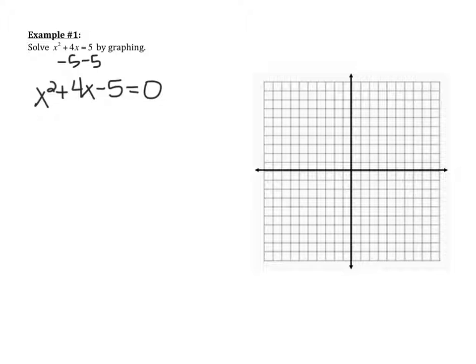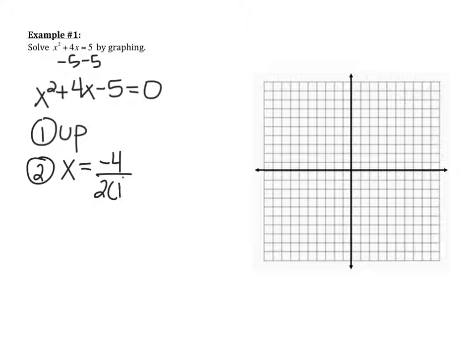So step 1 is to decide whether it opens up or down, which in this case is up, since the number in front of x squared is positive. Step 2 would be to find the axis of symmetry, so x equals negative b over 2a. So the opposite of 4 is negative 4 divided by 2 times 1. So that would be negative 4 divided by 2, which is negative 2. So I'll go to my graph and put a dashed line along x equals negative 2.